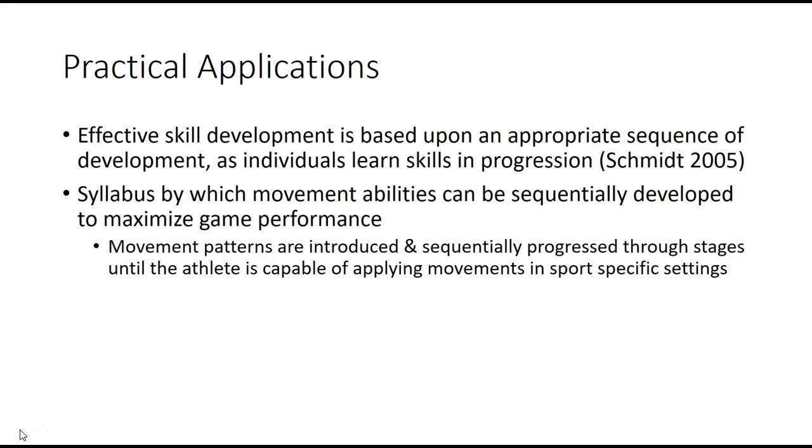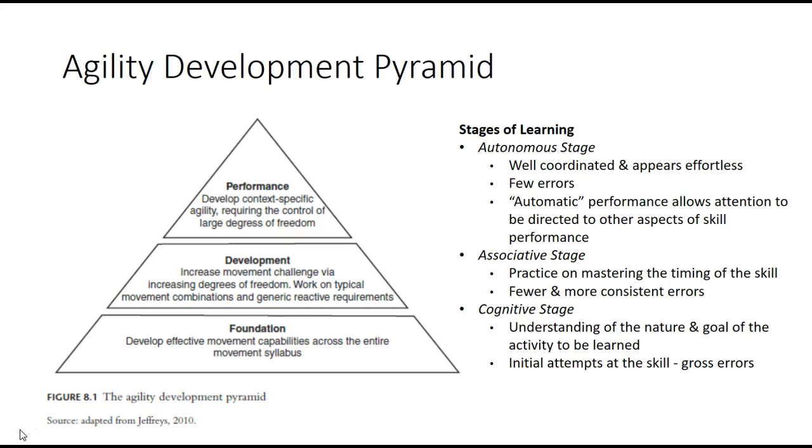So on the next slide, you're going to see this agility pyramid, a sequential agility pyramid. And this is based upon the concept that movement patterns should be introduced and then sequentially progress through stages until an athlete is capable of applying movements in a sport-specific setting. And it looks like this.